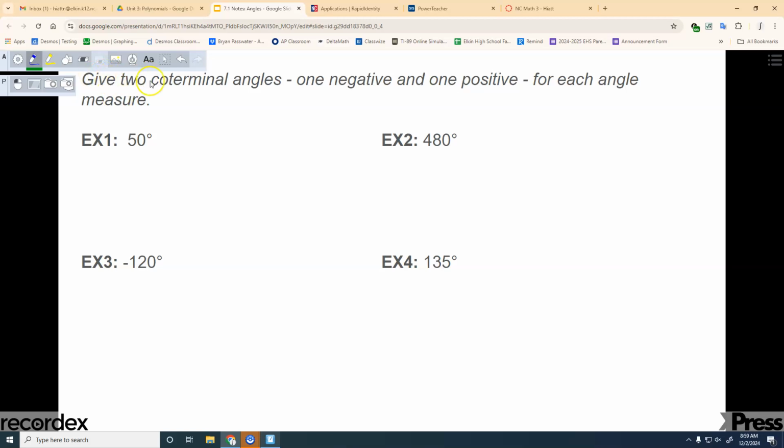To give two coterminal angles, one negative and one positive, for each angle measured, right? So if my angle is 50 degrees, if I want to get a coterminal angle for that, I can just add or subtract 360 degrees. They told me to get a positive and a negative, right? So if I did 50 minus 360, that would give me negative 310. That'd be a negative one. If I wanted a positive one, I could do 50 plus 360, and that would give me 410.